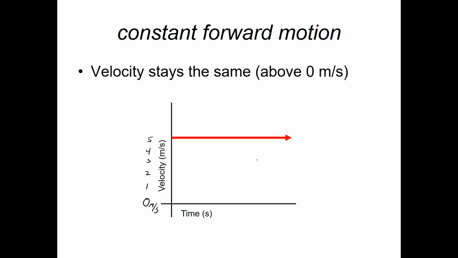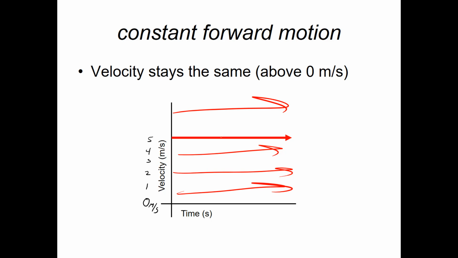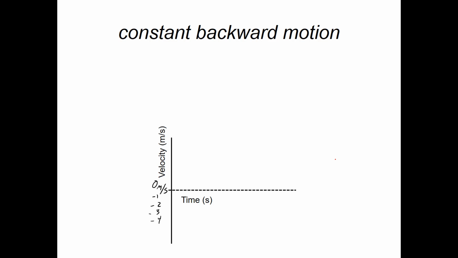Okay, so this is anything above this line. It could be this arrow, it could be this arrow, it could be this arrow. Once again, a little overkill. But anything above that line can be constant forward motion as long as it's a flat line. If this is 5 meters per second, it needs to stay 5 meters per second for it to be constant velocity. This also means that there's zero acceleration.